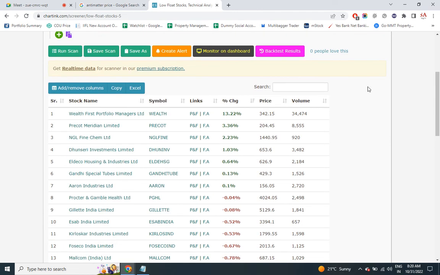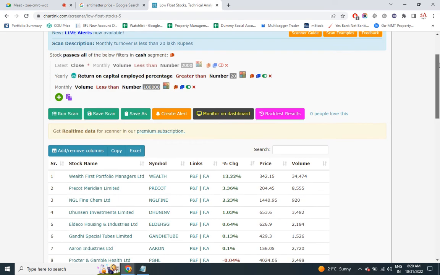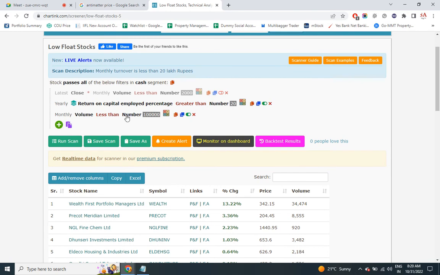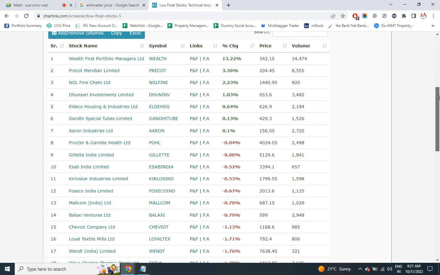Now look at this volume. Okay, this is a daily volume. So here the condition is that monthly volume should be less than 1 lakh. That means on an average daily volume less than 5,000. This figure you'll get to know later. These are all the stocks that come into the picture.